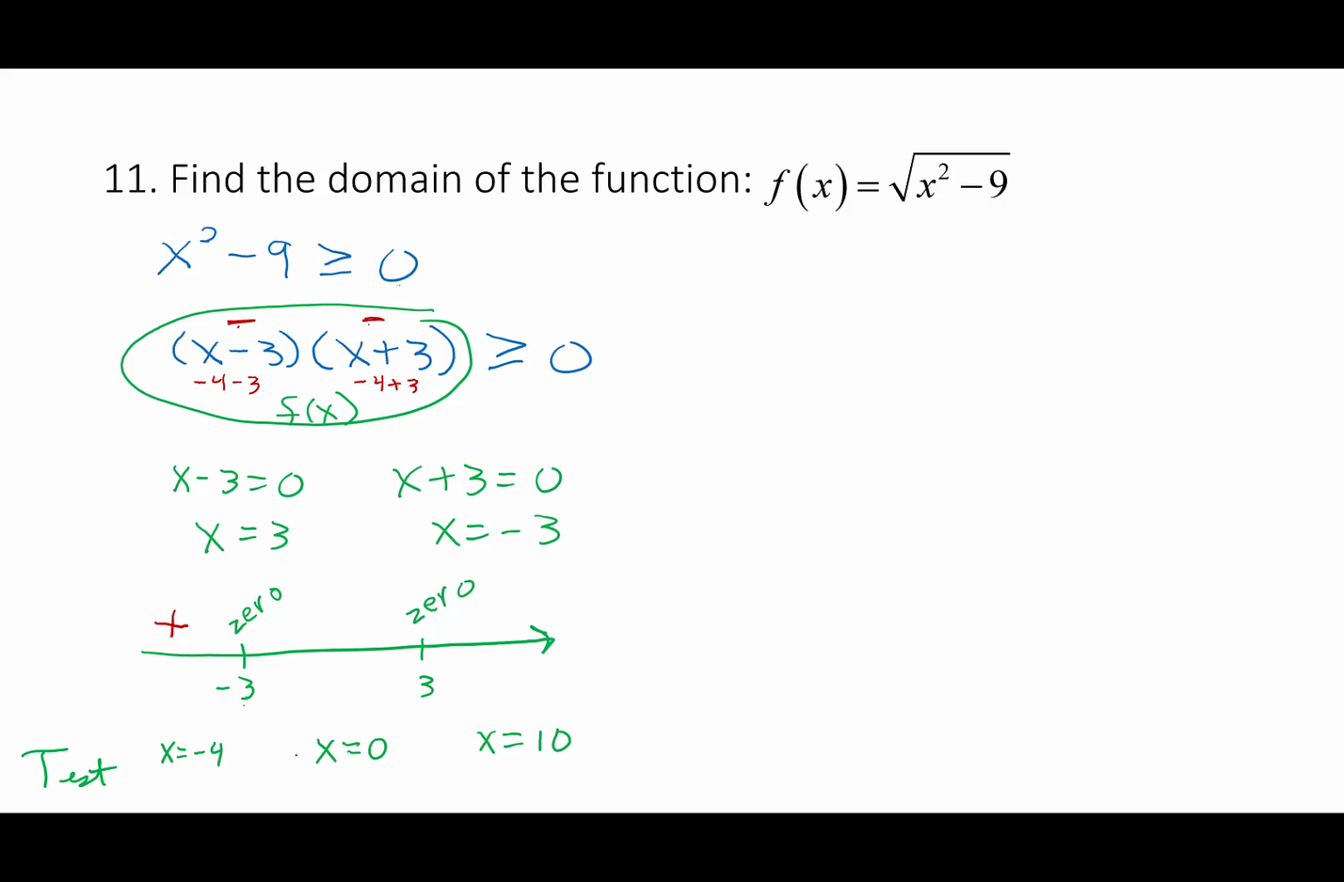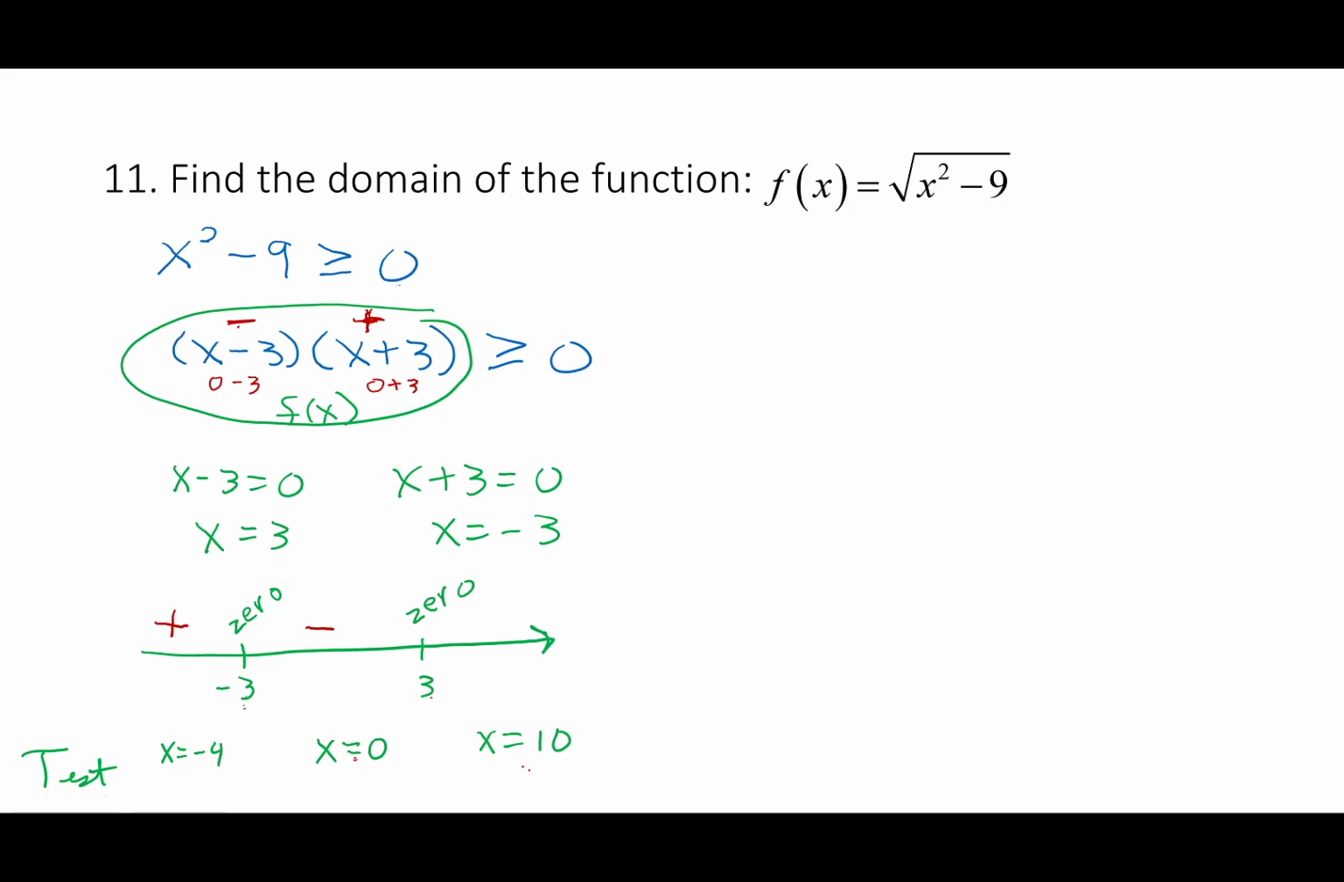If I look at my test value of x equals 0 and plug in x equals 0 for x, I have 0 minus 3 times 0 plus 3, or a negative number times a positive number. A negative number times a positive number is going to give me a negative number. So all the y values between x equals negative 3 and 3, the function values, will be negative.